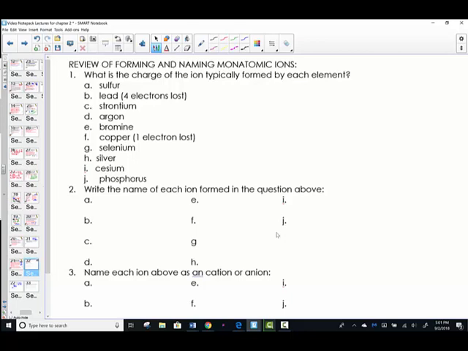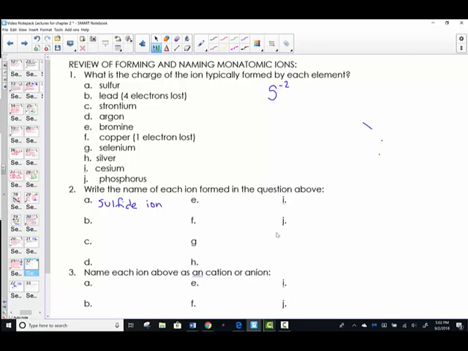Well, welcome back. Letter A, let's check that out. We see that sulfur will commonly form a minus 2 charge. We name negative ions by changing the last part of the element to -ide. It's called the sulfide ion.